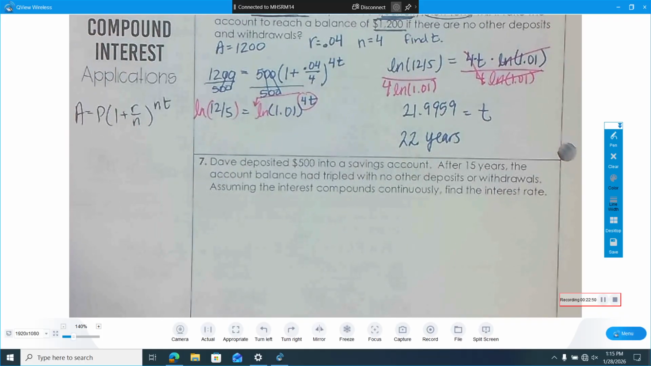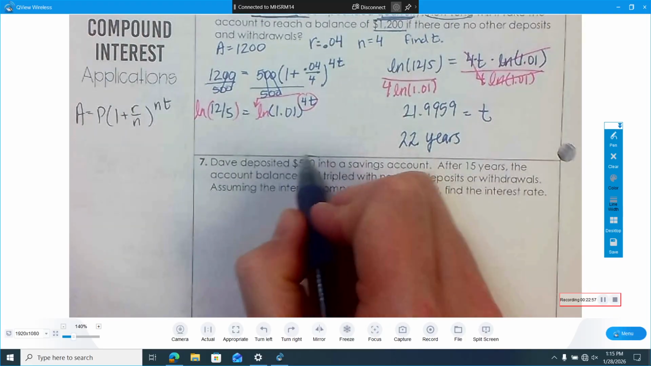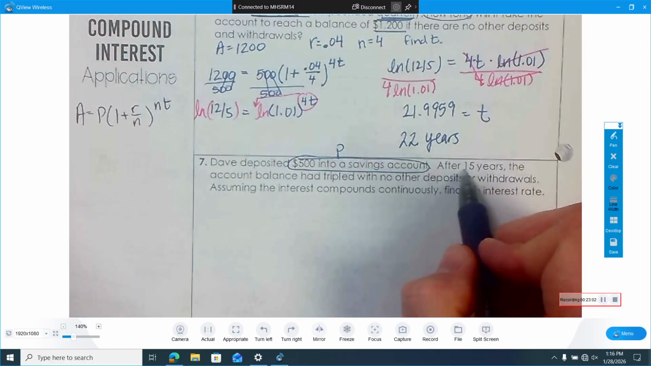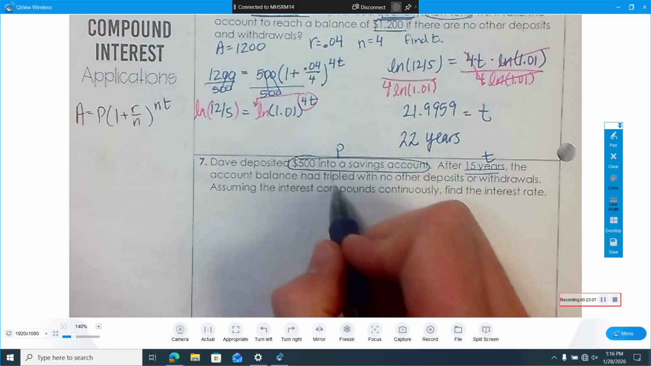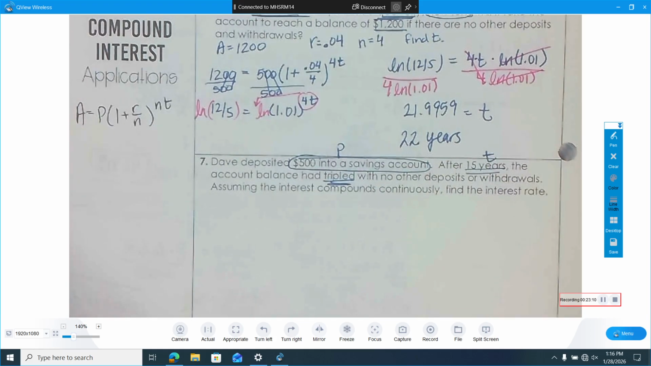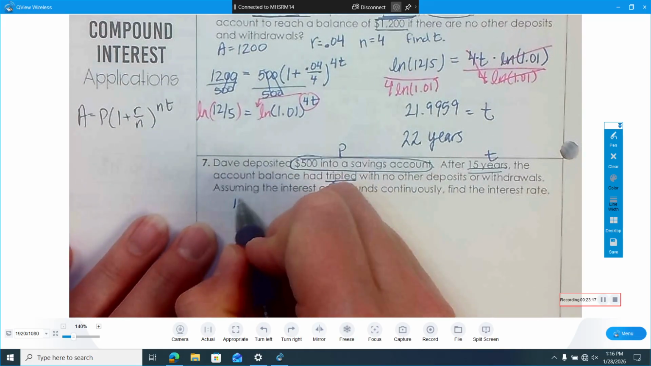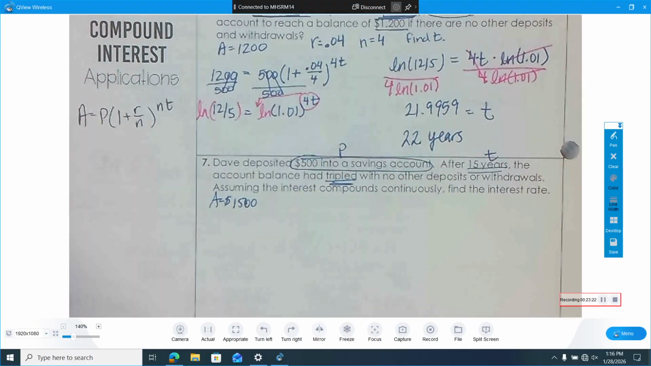Let's look at number 7. Number 7, Dave deposited $500 into a savings account. What's that? P. After 15 years, what's that? Time. The account balance had tripled. Whoa, what does that mean? The account balance had tripled. You multiply by 3. What do we multiply by 3? 500. So we would have $1,500. Where does that number go? That's the A. Okay, so the amount after 15 years was $1,500.